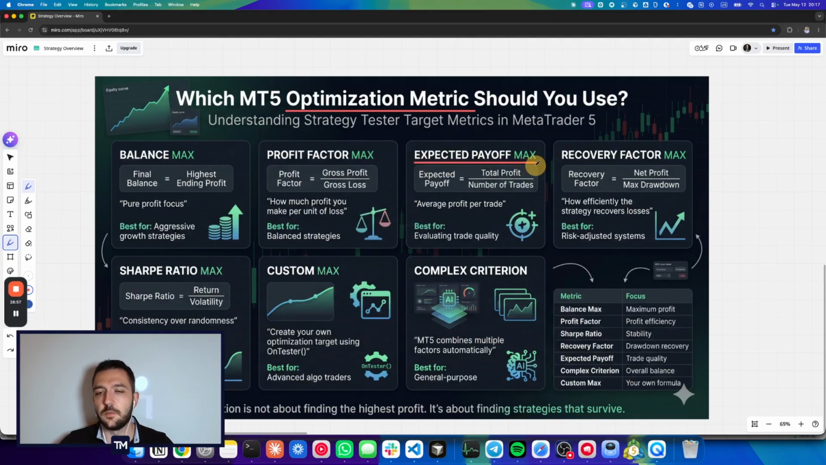Then it's the expected payoff. This is total profit divided by number of trades, and this is basically the average profit per trade. Again, this is a fine metric to be using.